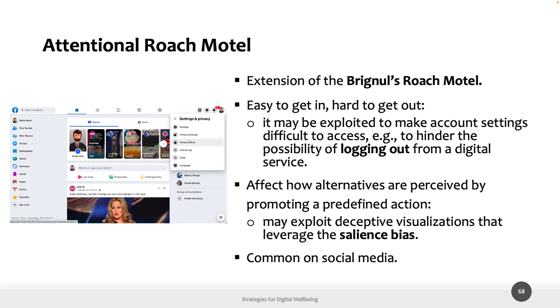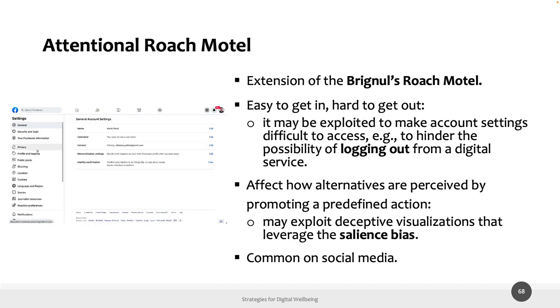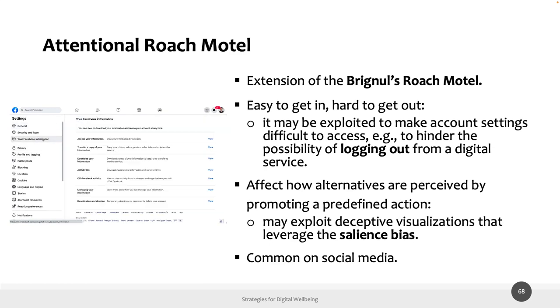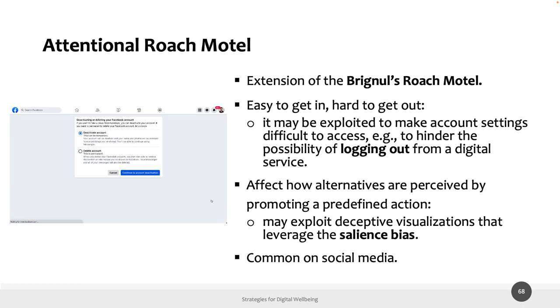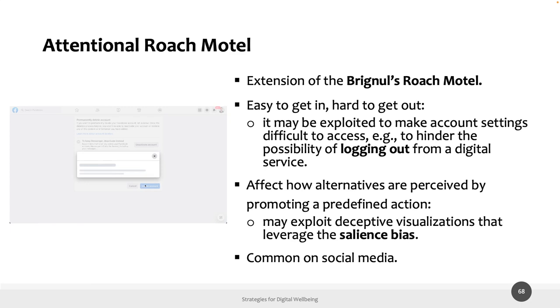We are nearly at the end. Attentional roach motel. Again, the roach motel is already included in the Brignull taxonomy. We have already explored it before. Again, it describes a situation in which it is easy to get in and hard to get out. It may be exploited to make, for example, account settings difficult to access, like the one related to autoplay, or also to hinder the possibility of logging out from a service, from a system.